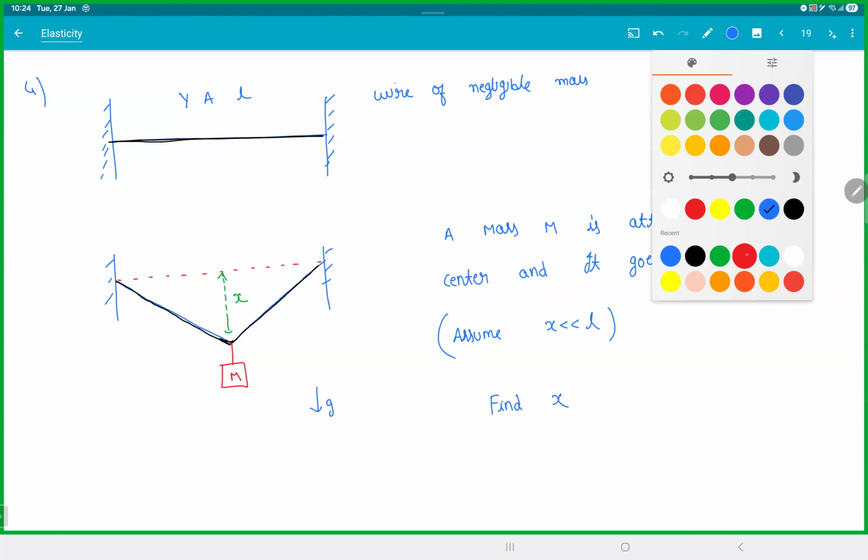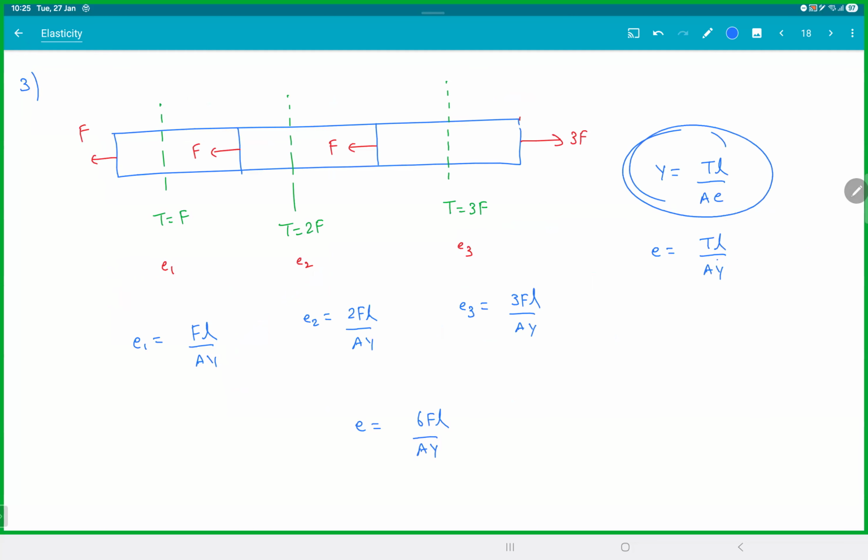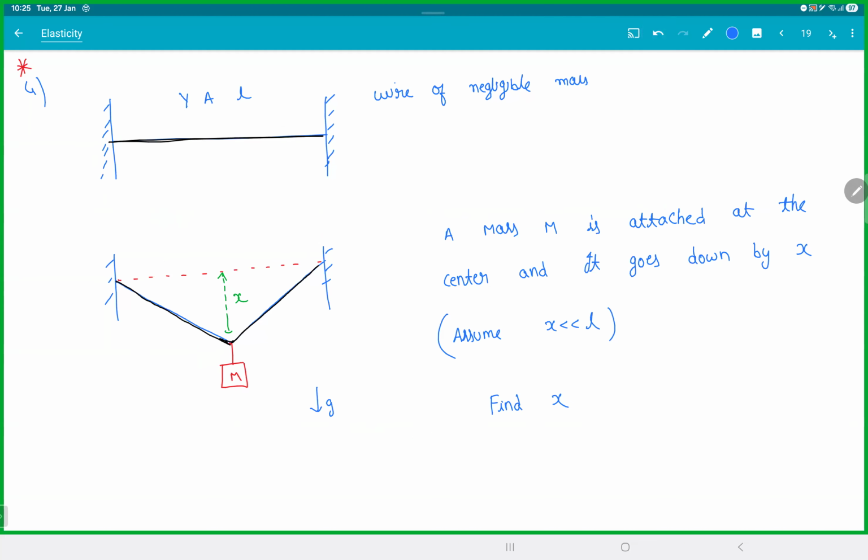Let's get this. It's an important question. It's a good one. Again, remember, what is the formula? There's only one formula you have. Y is equal to TL by AE. This is the only formula I taught you. This could be a good integer question. There are some really good questions based on this and thermal expansion. That will be the next chapter. We'll be doing it there.